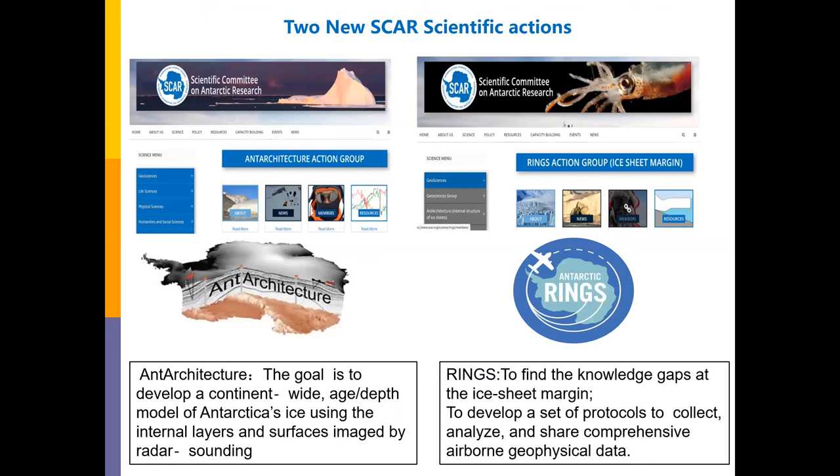Now we have two SCAR scientific actions. For example, one is in Antarctic Tectonics tool development, a continent-wide age-depth model of the Antarctic ice sheet using the internal layers and the surface imaged by radar data. And another is the ranges. Its goal is to find the knowledge gaps to add to the ice sheet imaging.